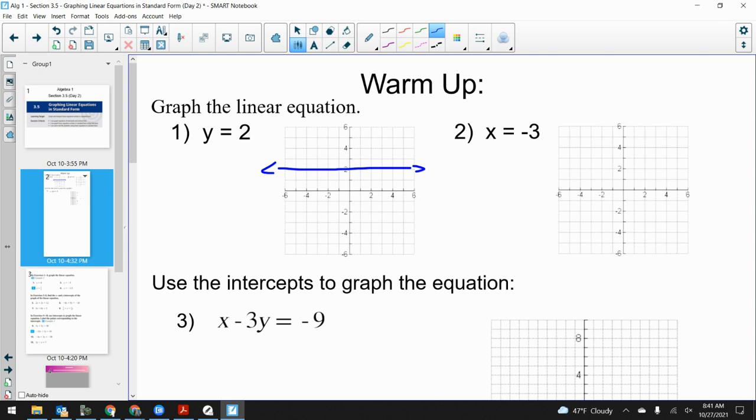Somebody was like, well, I don't get it. I don't know what to tell you. You just got to memorize that y equals is horizontal and x equals is vertical. There's nothing to get. Just learn it.